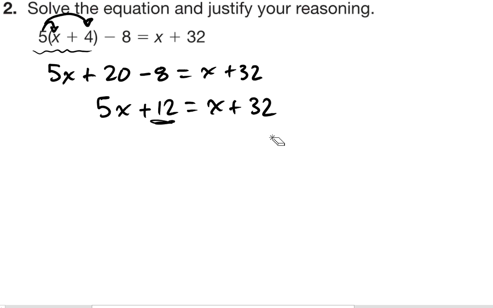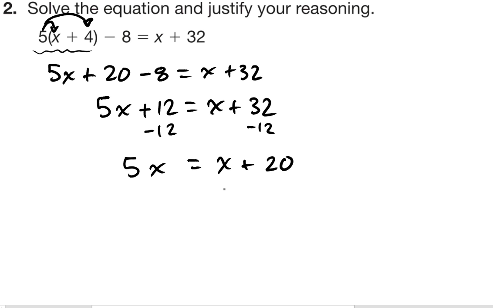I've got these numbers. I need to get them together, and also I need to get my variables together. So I'm going to begin by subtracting 12 from both sides of this equation. When I do that, I'll rewrite it again. 5x is equal to, because 12 minus 12 is 0, x plus 32 minus 12 is 20.